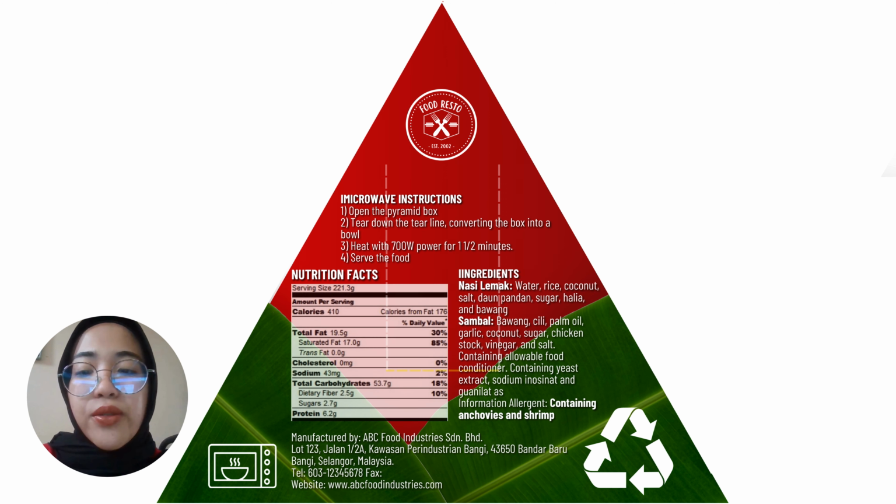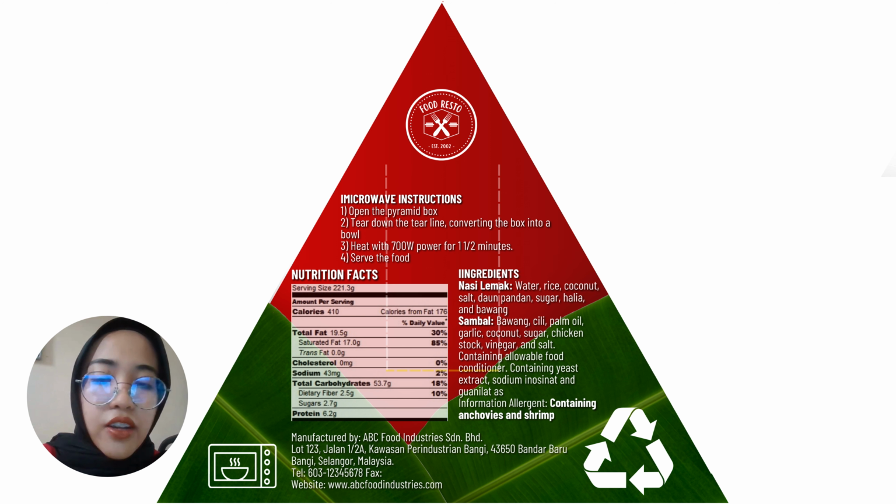So this is the left view of the packaging, where it also includes the brand logo, the recyclable logo to indicate that this packaging can be recycled, the microwavable food logo, the microwave instructions, the nutrition facts, the ingredients, and where this product is manufactured by. As can be seen at the ingredients, we also include allergen information for safety purposes, because some people are allergic to these ingredients so that they can avoid this food.